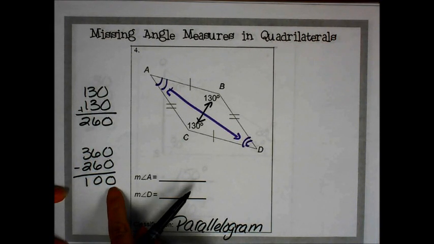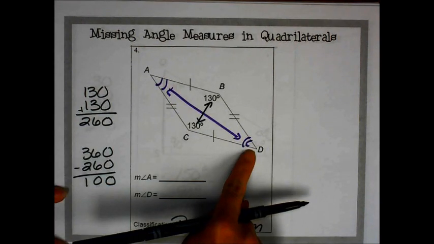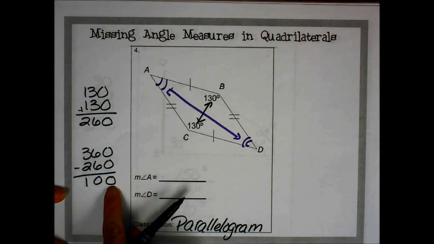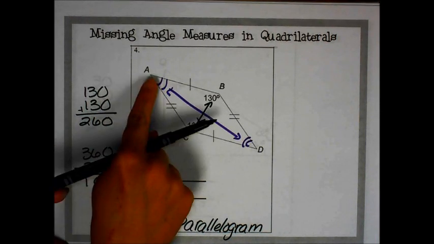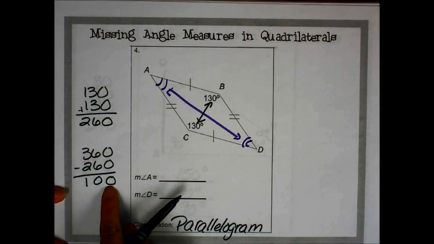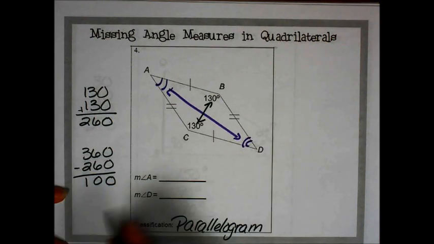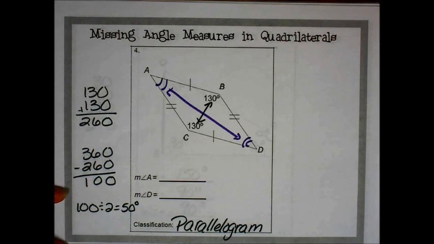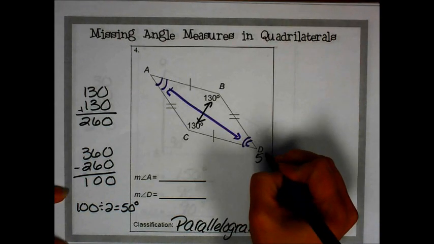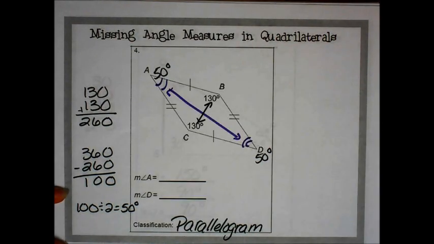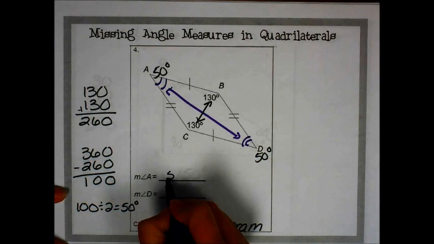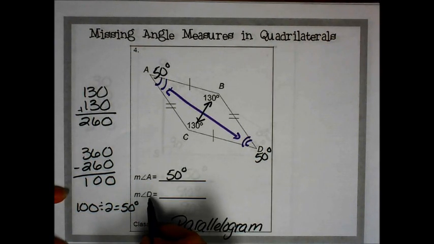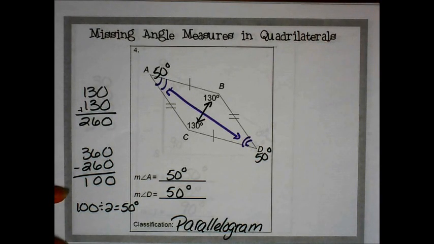Now, I know that's not reasonable because angle A and angle D are both acute angles, and 100 degrees is an obtuse measurement. But notice, angle A and angle D are 100 degrees together. And since they are both equal to each other, I can do 100 divided by 2. So that means each angle, A and D, is equal to 50 degrees. So the measure of angle A is 50 degrees. The measure of angle D is 50 degrees.